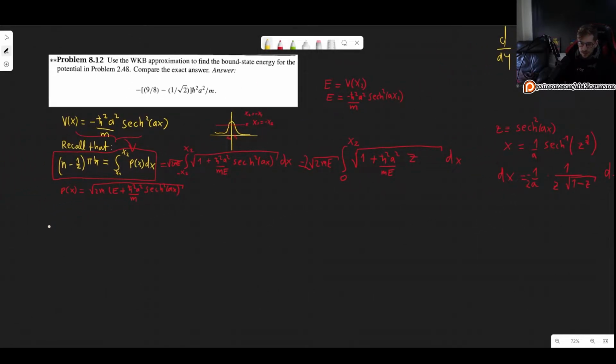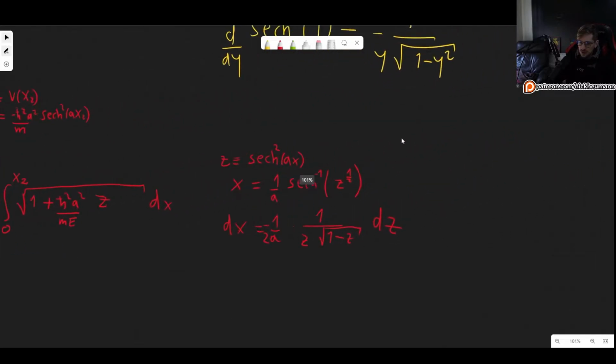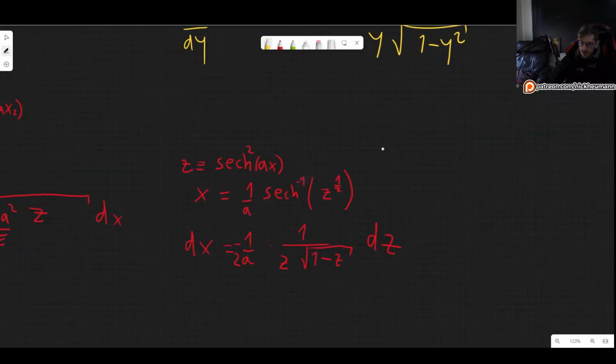So let's begin. So what we had before is simply 2 square root of 2me. And then we have the integral. Okay, we need to find the new limits of integration. So let's do that quickly. Now, our old limits were from 0 to x2. So when x was equal to 0, we had z, or what we have is secant of 0 squared. But secant of 0 is 1, so we get 1 squared, which is still 1.